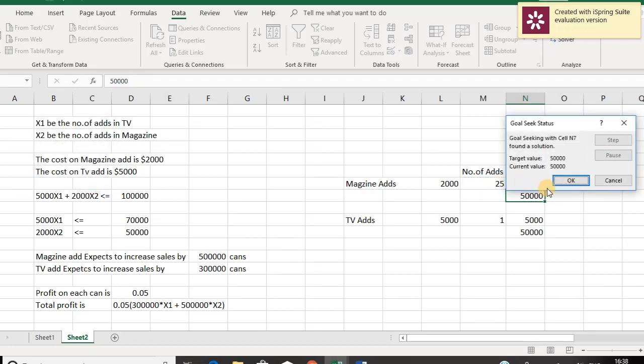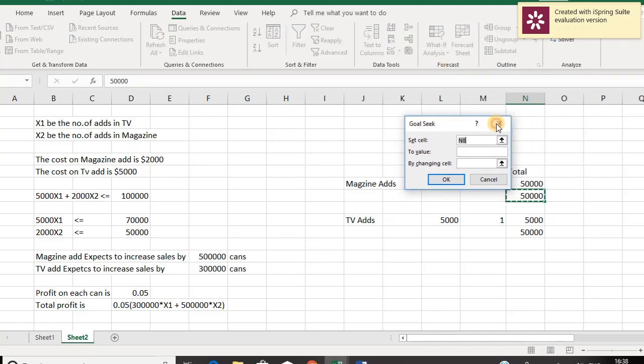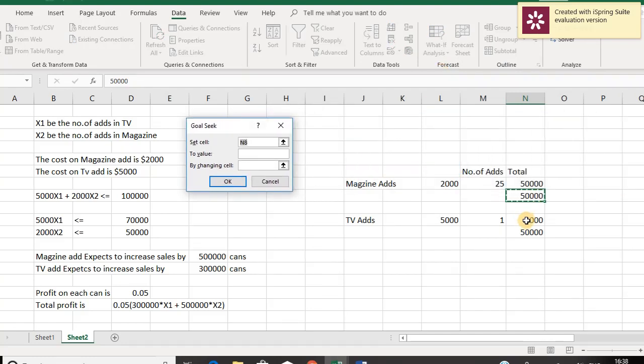So 25 ads you can make on magazine with the help of $50,000, and the rest of the amount is out of 1 lakh. The rest of the amount we have is 50,000, and if we spend 50,000 on TV ads, how many ads can we make? In a similar way, go to Goal Seek. It's 10, right? Simple. But let's try to solve it in Excel.